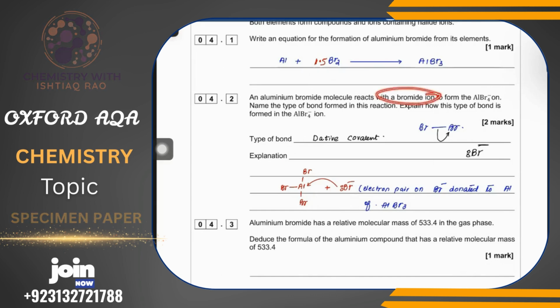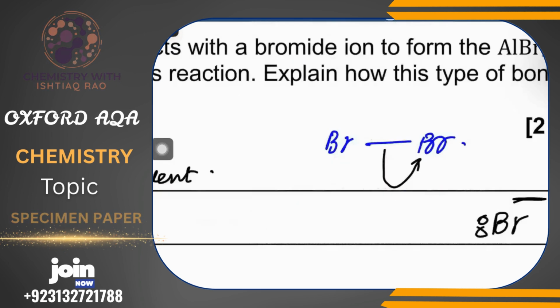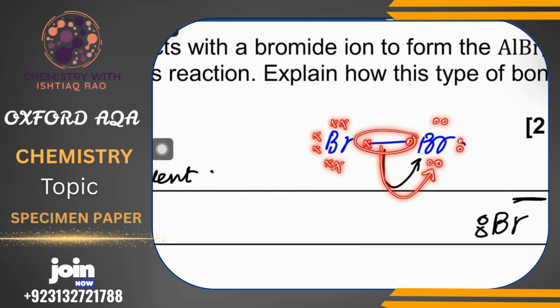If they are saying bromide ion, what does it mean? Bromide ion, Br minus. So Br minus comes from Br2, of course. But look, bromine, the element, has seven electrons in its outer shell, right? You can see one, 2, 3, 4, 5, 6, 7. When it's taking away this bond, it's taking away both electrons, isn't it?